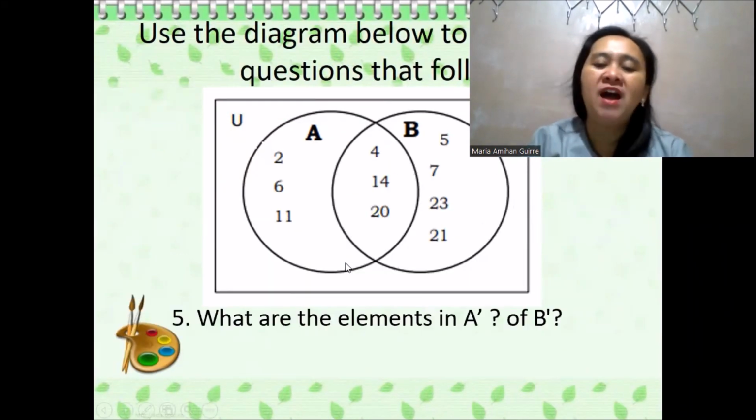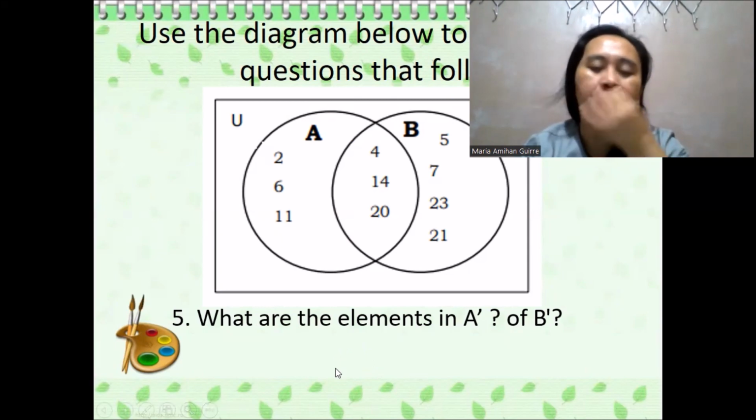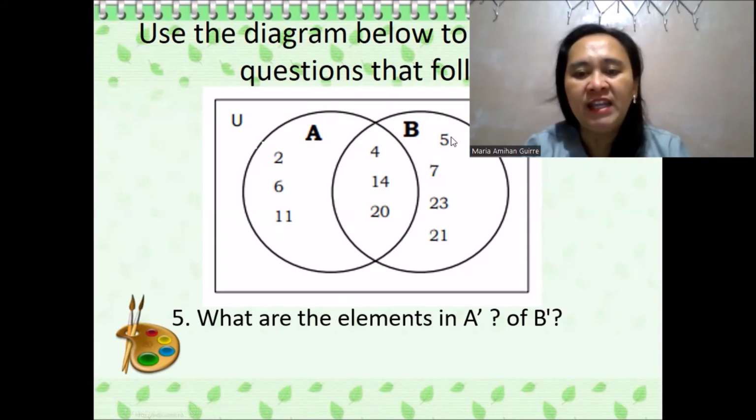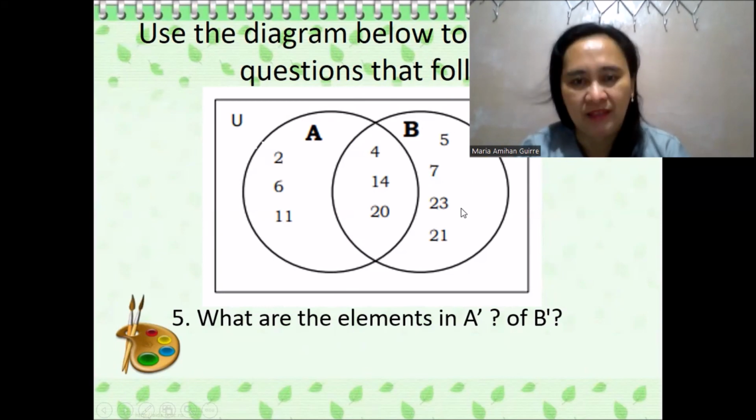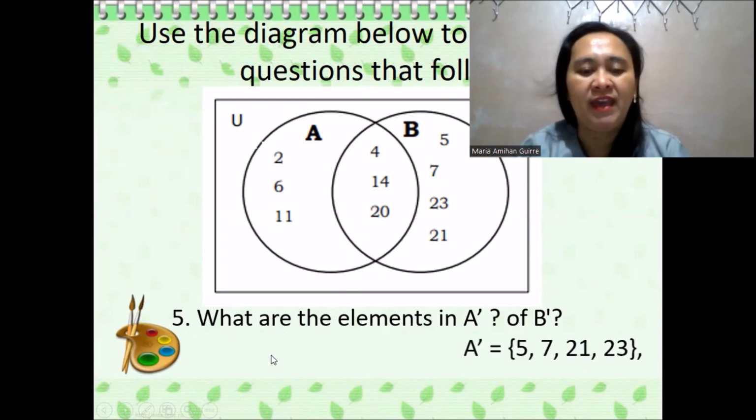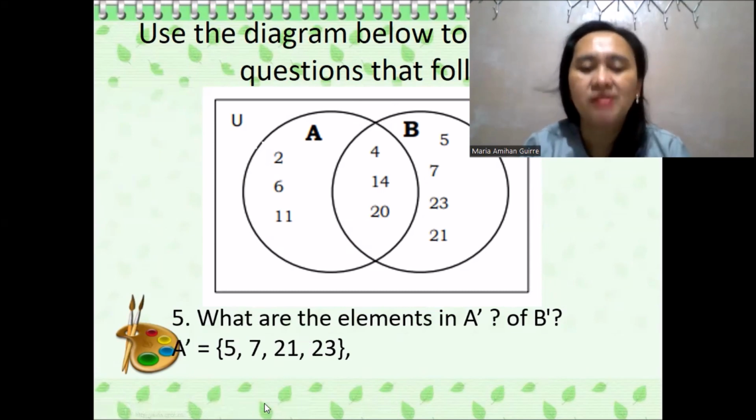Another question, what are the elements in complement of A or A prime and complement of B or B prime? So kita natin, ito ang elements ng set A. Ang nasa labas na elements, yon ang kanyang complement. So the complement of set A or A prime are 5, 7, 21, 23. Yun ang nasa labas ng set A at yun ang natira sa universal.